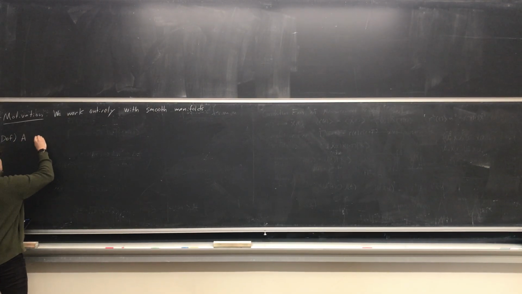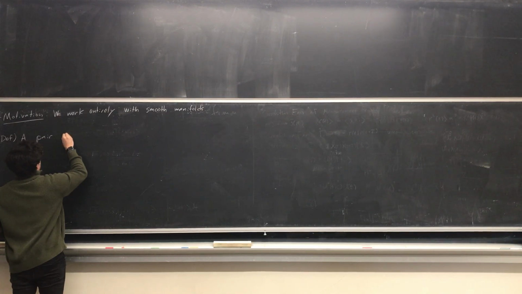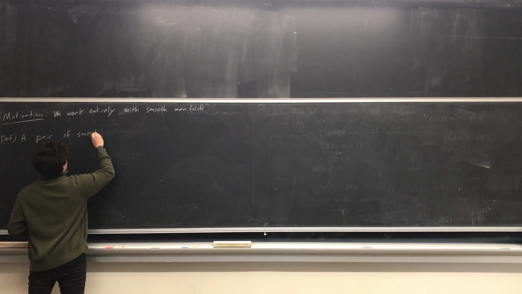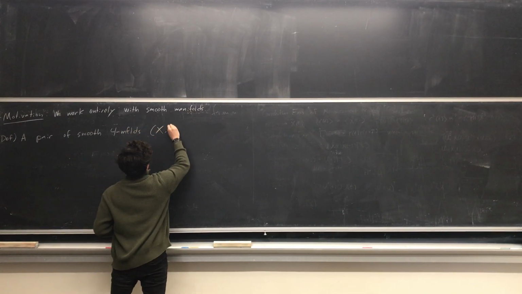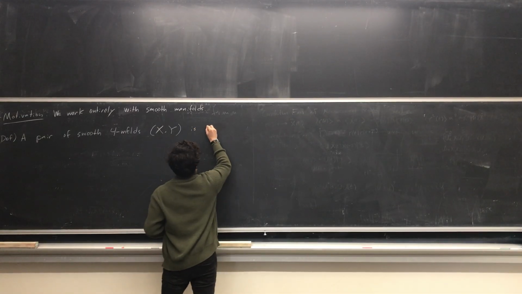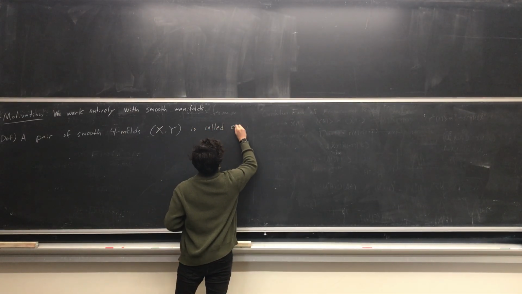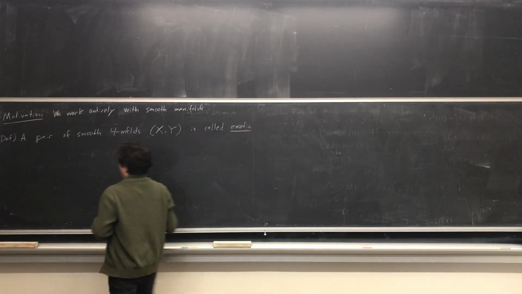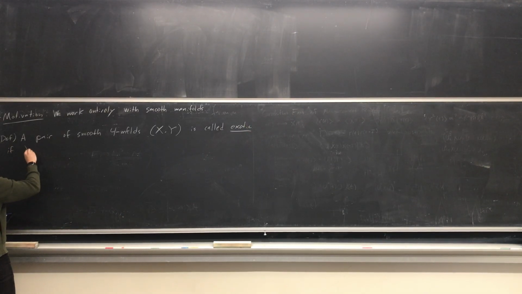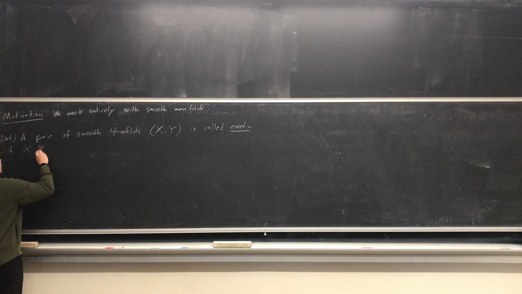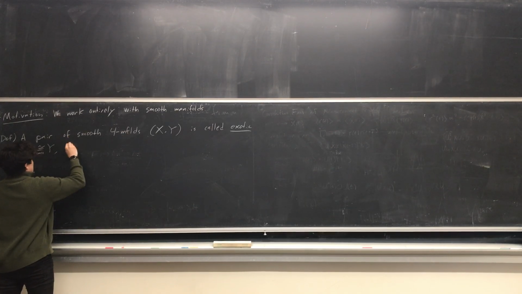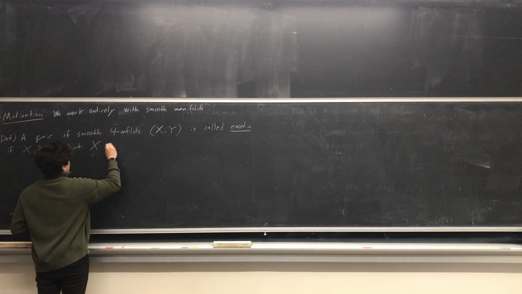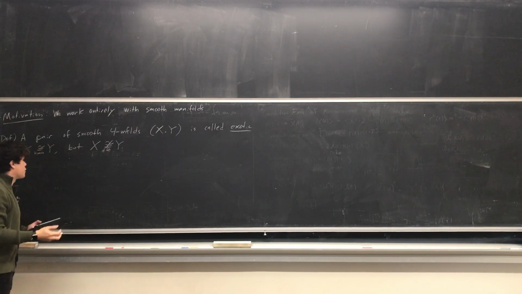So firstly, a pair of smooth four manifolds, let's say X and Y, is called an exotic pair if X is homeomorphic to Y, so they're equivalent topologically, but X is not diffeomorphic to Y, so they're not equivalent smoothly.